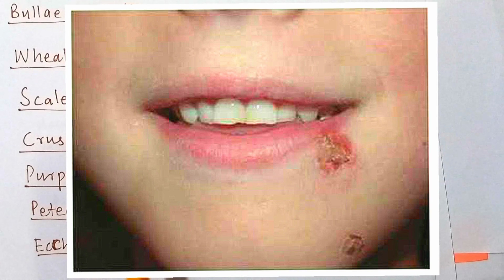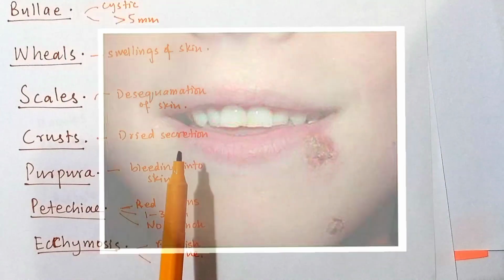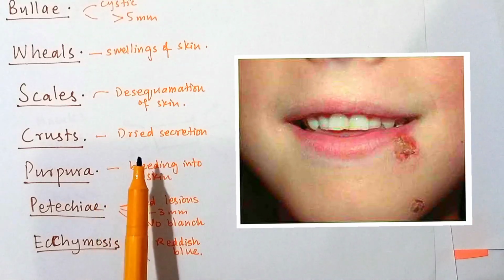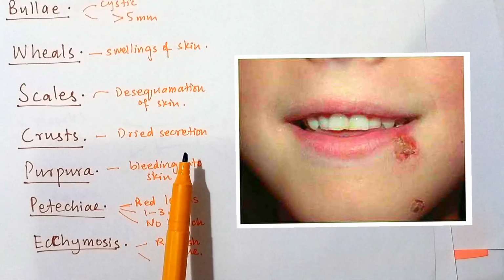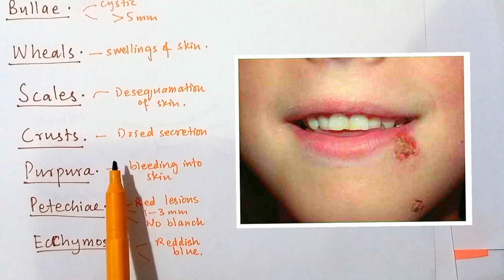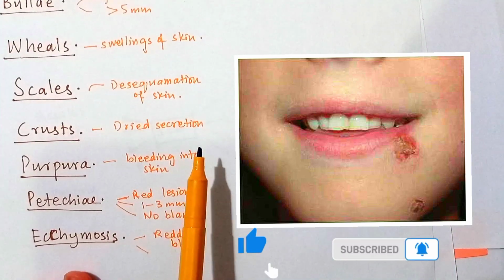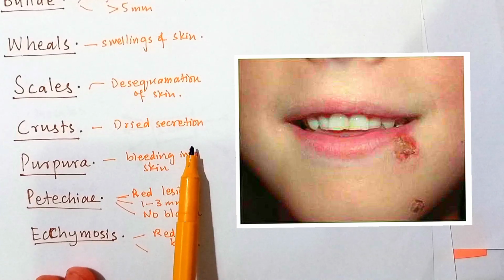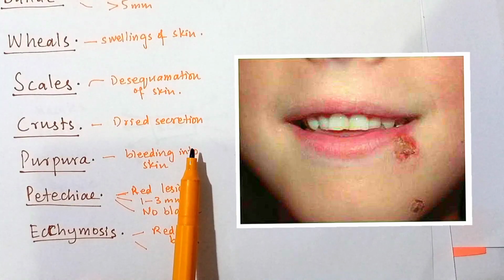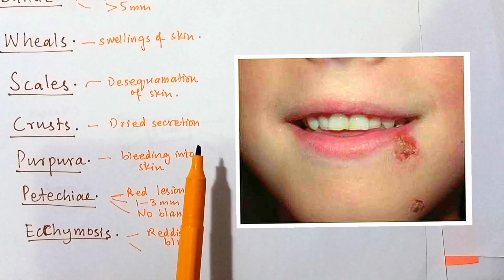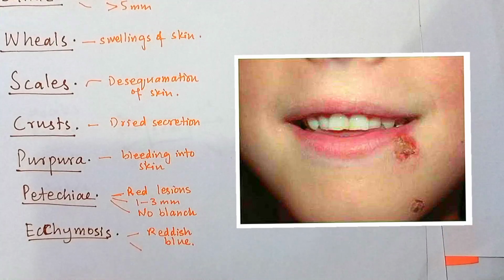Next one is the crust. Crusts are the dried secretions of the skin. In simple words, you can say these are the dried exudates of the skin. Crusts are formed in infections such as impetigo. In the picture of the crust you can see.